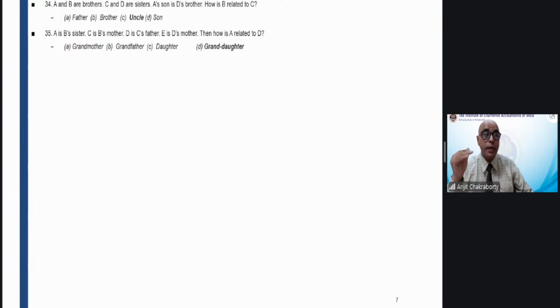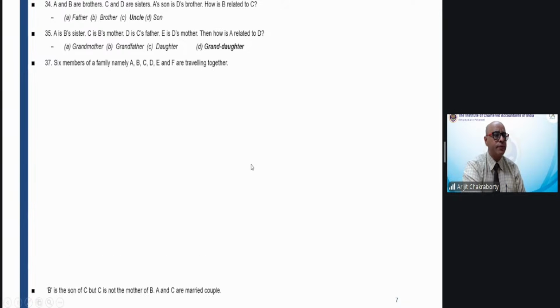Question is, how is A related to D? अब A का D का संबंध क्या है? A's mother's father is D. Conversely, D's daughter is A. So it is granddaughter. Question number 35, option D is the right answer. Now we proceed to the next one, 37th question.